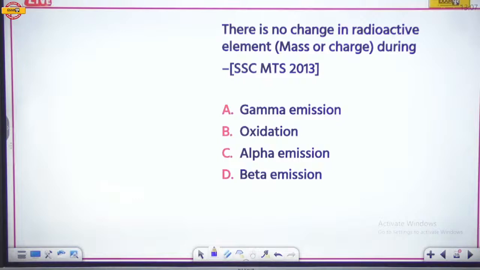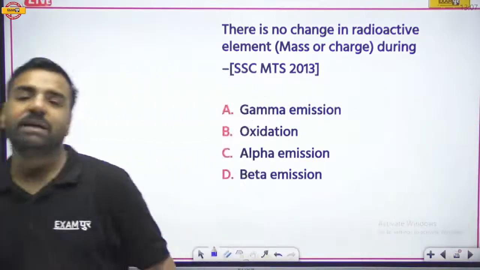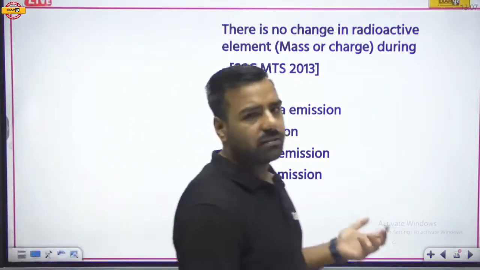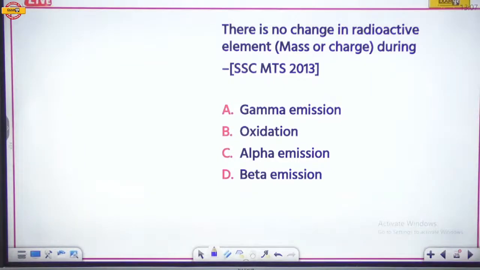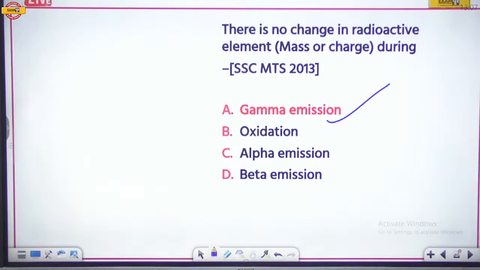Next, please. There is no change in the radioactive element, that is, there is no change in the mass or charge during gamma emission. So if I talk about these emissions, alpha, beta, gamma emissions, there's either a change in the atomic number or a change in the mass number. But what happens in gamma emission? There is no such change. That's why option number A is the correct answer.